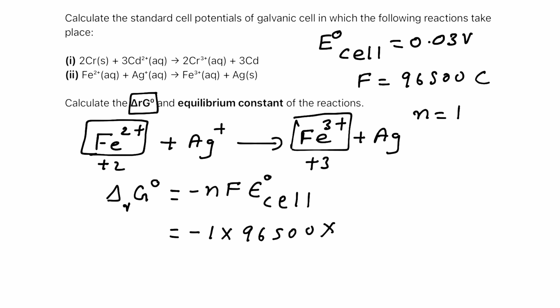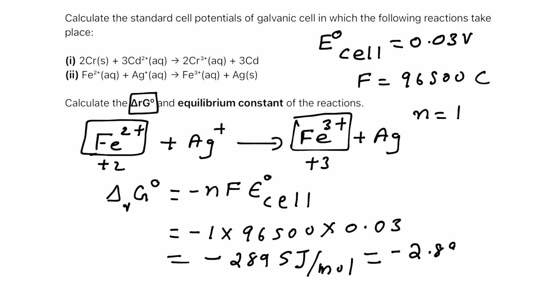Substitute minus 1 into 96500 into E0 cell. E0 cell is what? 0.03 volt. On multiplying, you will get minus 2895 joule per mole. Now, usually delta G is represented in kilojoule. So minus 2.895 kilojoule per mole. See how to convert joule to kilojoule? Divide it by 1000. Easy, right?